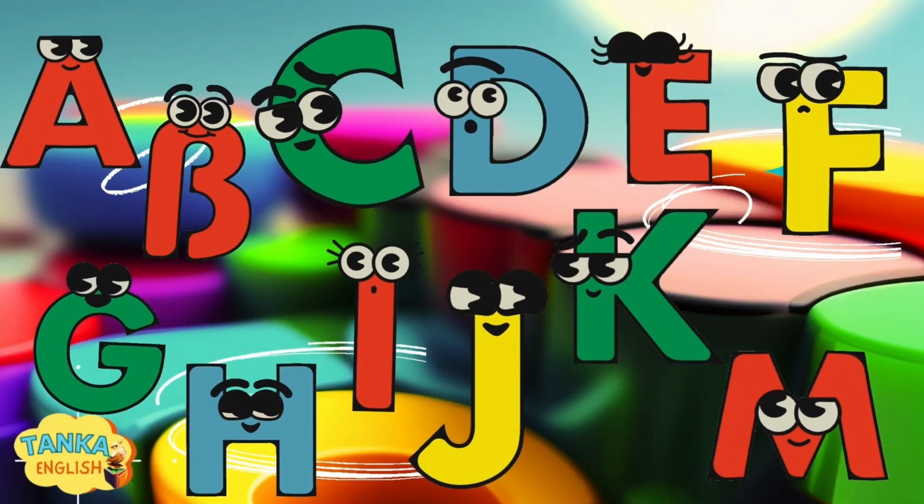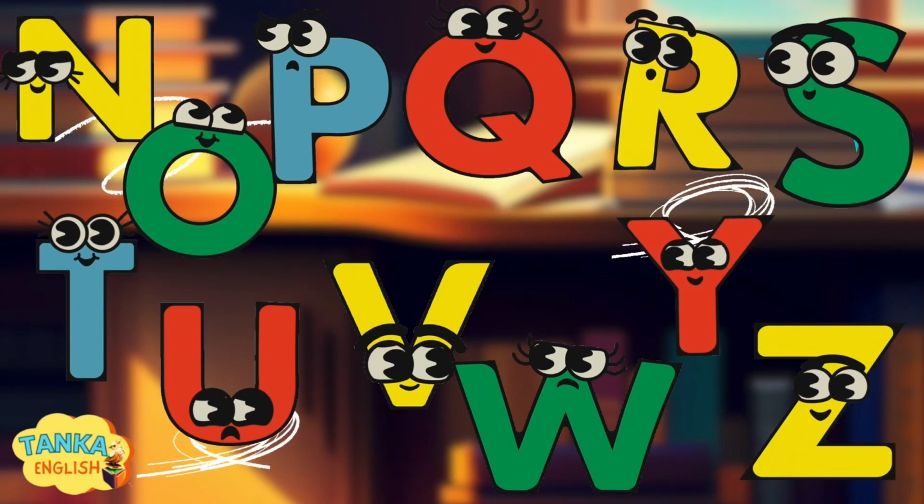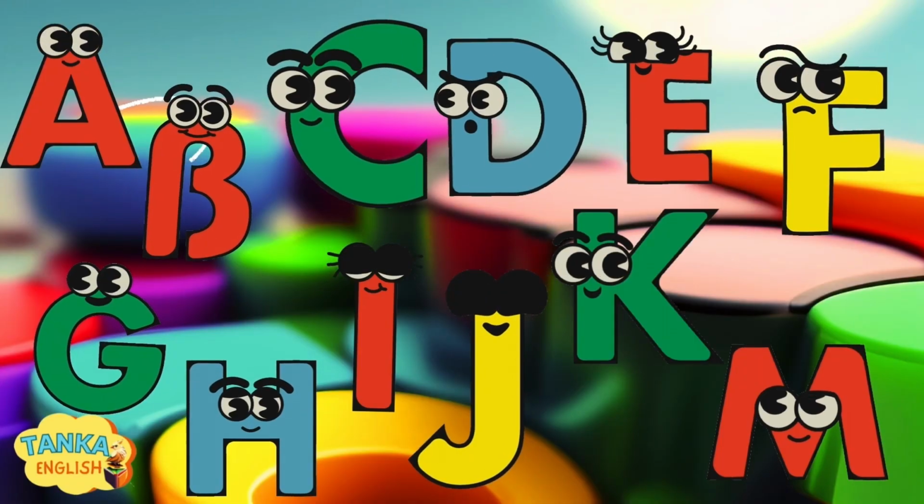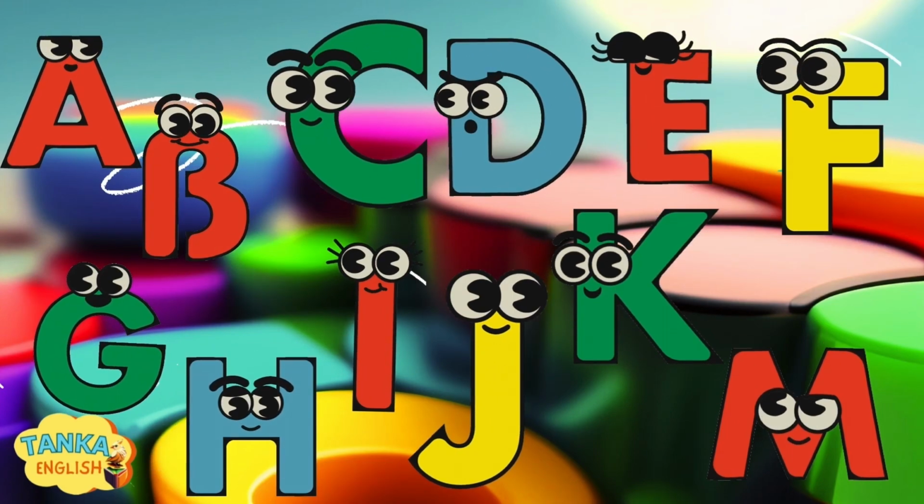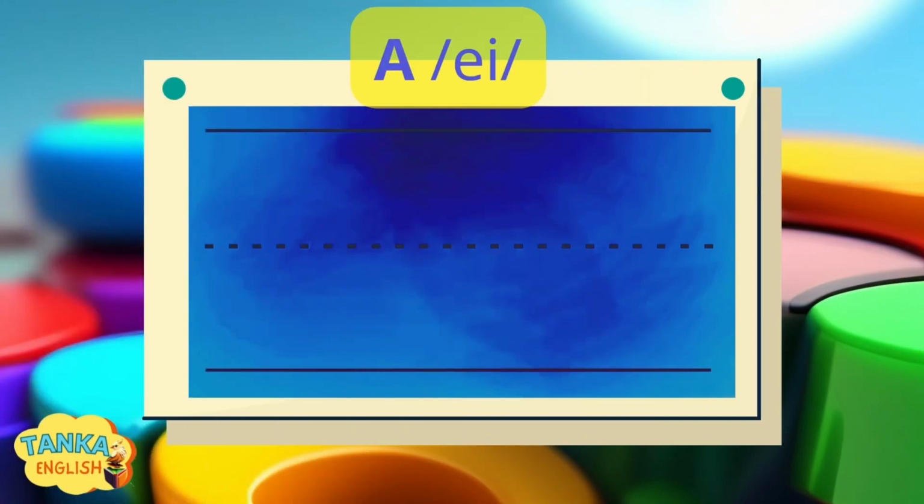Hi kids! Today we will learn how to write the uppercase and lowercase letters of the English alphabet from A to Z. Please get your pen and paper ready. Let's start! First one, we will begin with letter A.